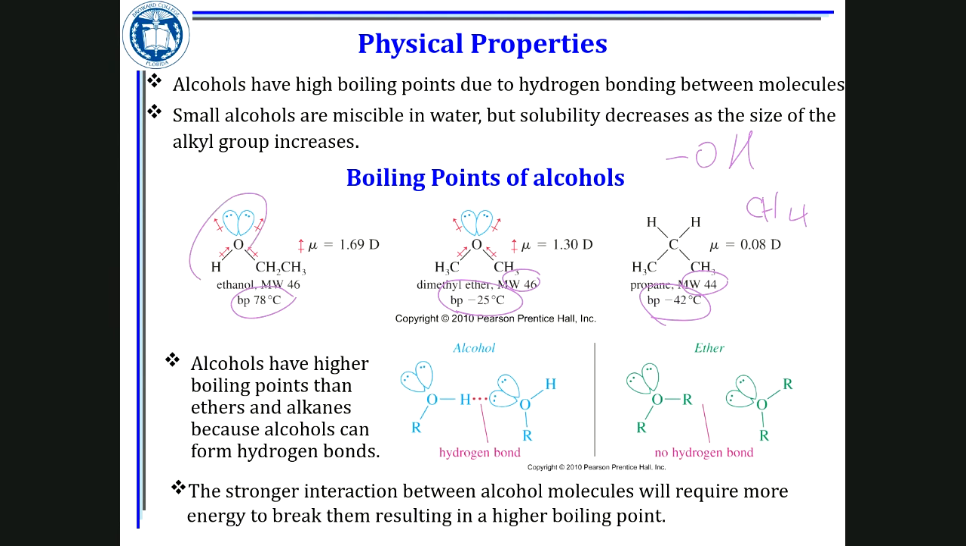Ether, even though it has oxygen, has the same molecular formula as ethanol. Basically, you have two carbon, six hydrogen, and one oxygen for both of them. But the arrangement is such that for dimethyl ether there is no OH bond. If there is no OH bond, there is no hydrogen bonding. And since there is no hydrogen bonding, the boiling point is much lower compared to the same molecular formula but different functional group.